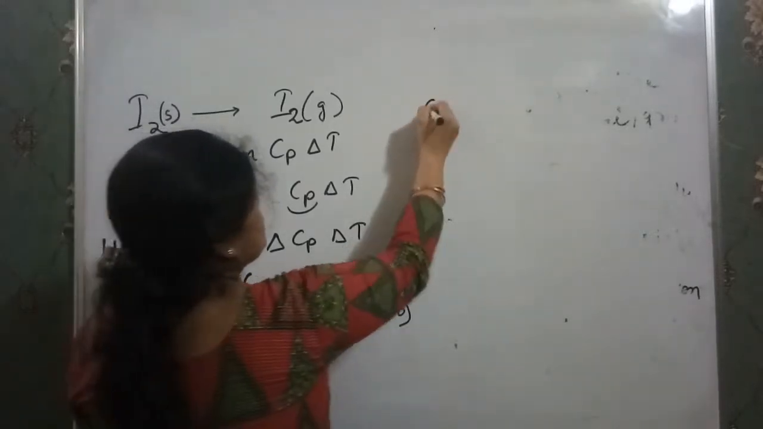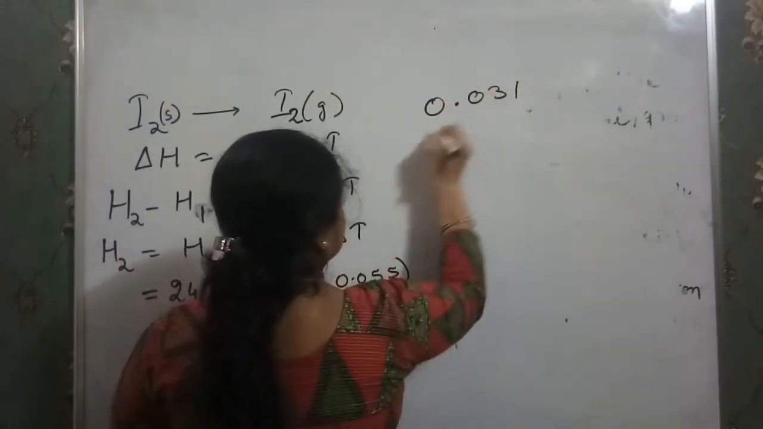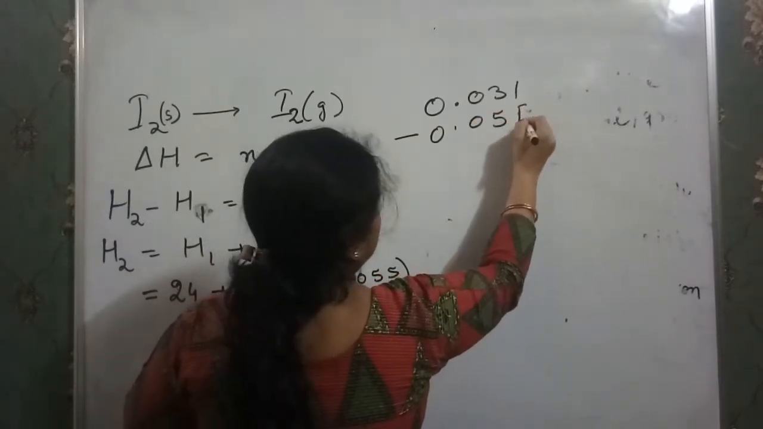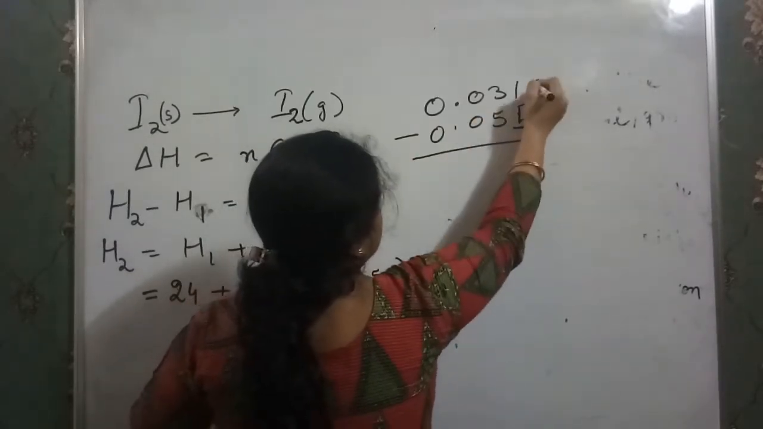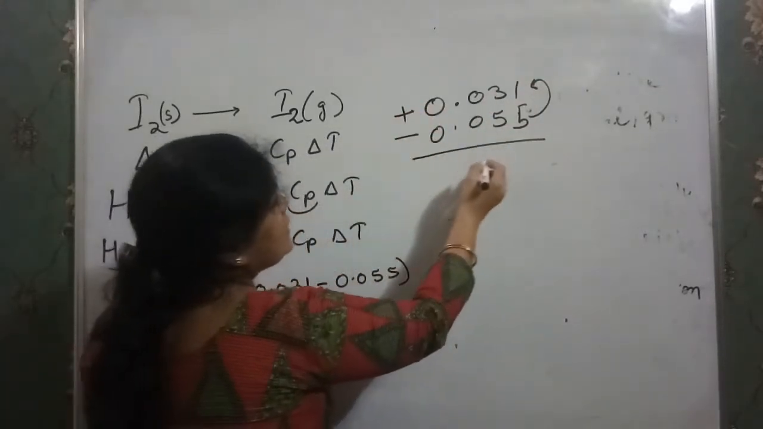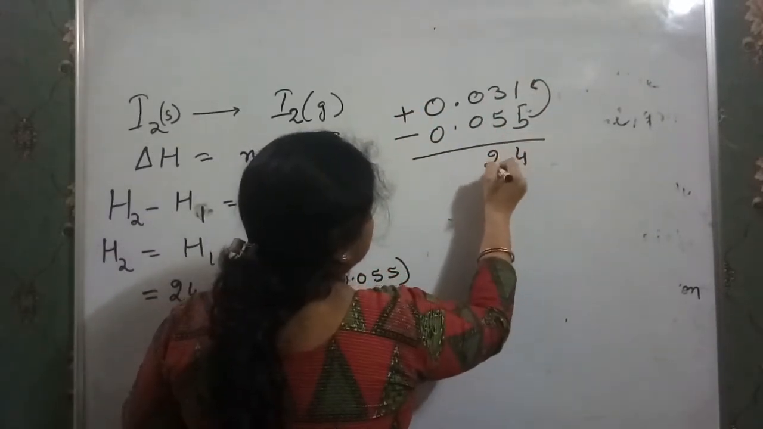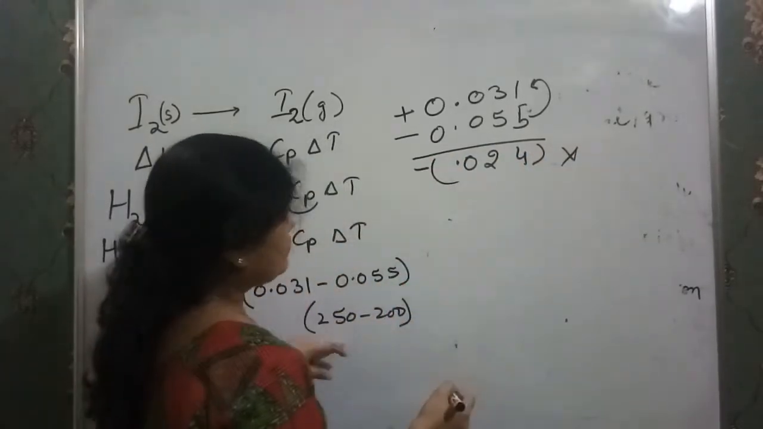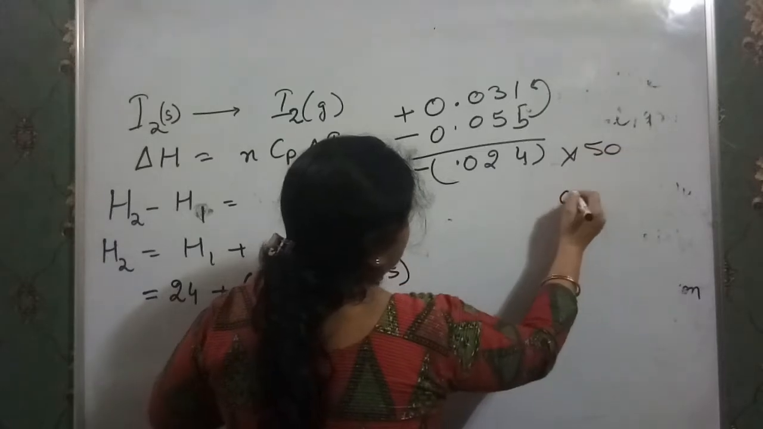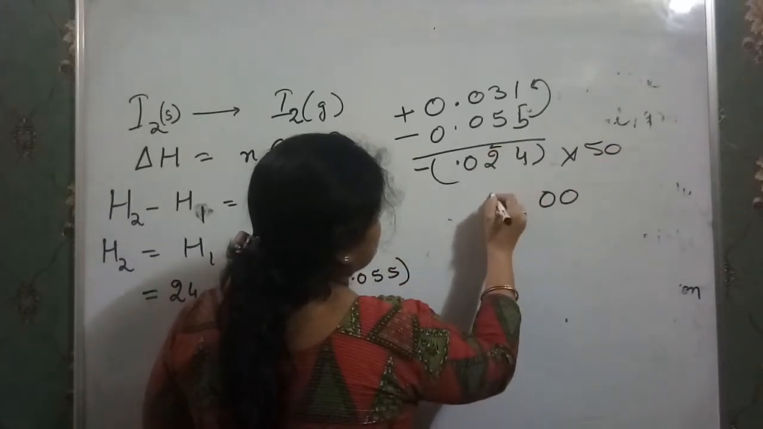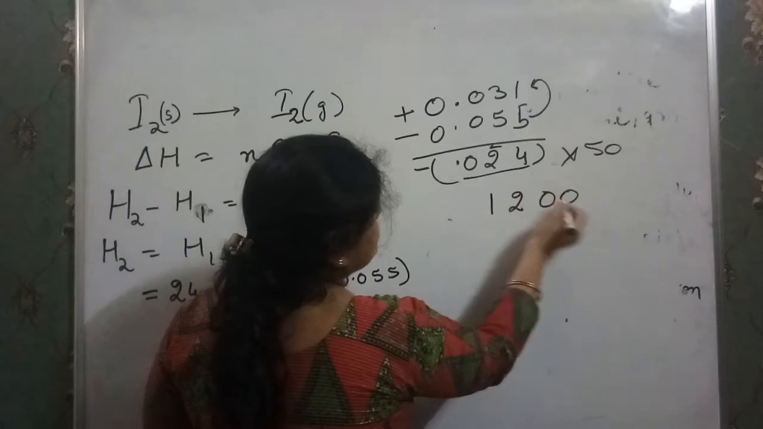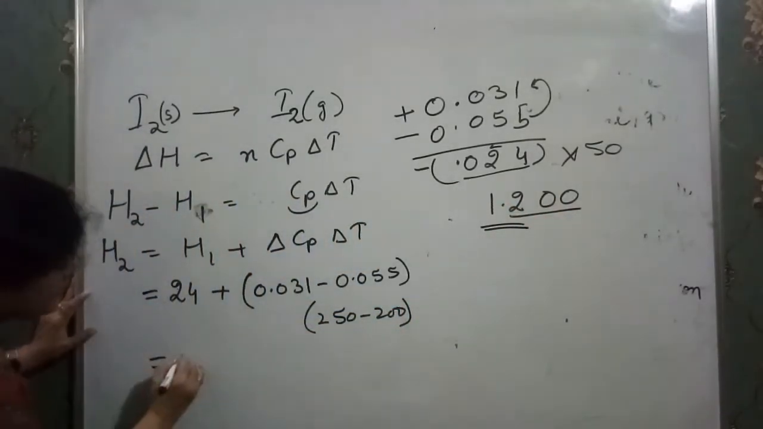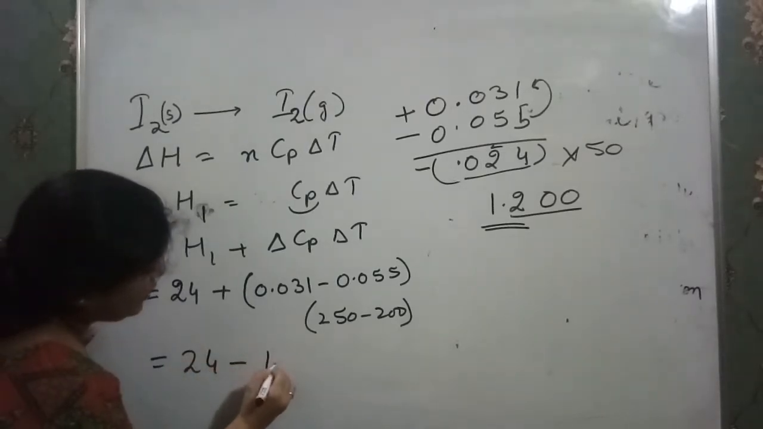So our answer becomes 0.031 minus 0.055. Clear? When we subtract this, we get minus 0.024. When we multiply it with 50, we get minus 1.2. So we put it here: 24 minus 1.2.